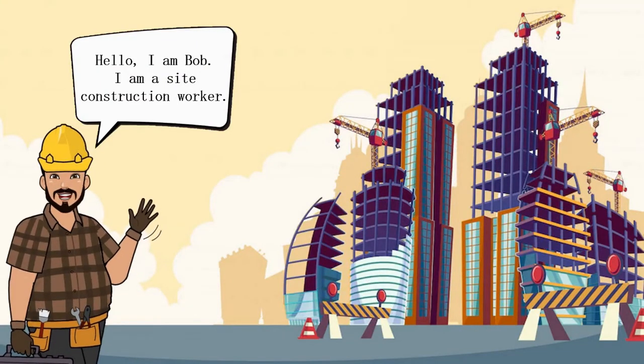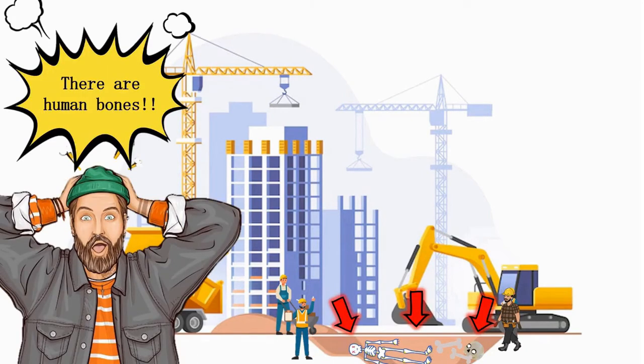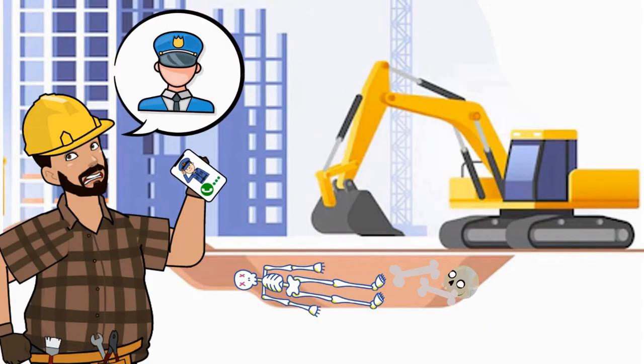This is Bob, a construction worker. In February 2022, somewhere in Kowlang village, Bob and other workers were digging a hole at the construction site and suddenly spotted a pile of human skeletons. Alarmed, Bob immediately called the police.